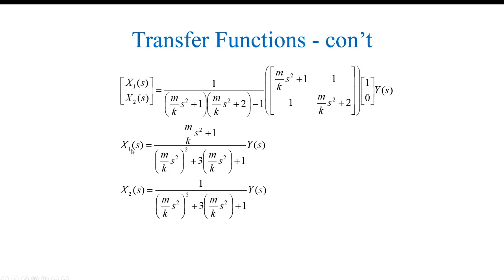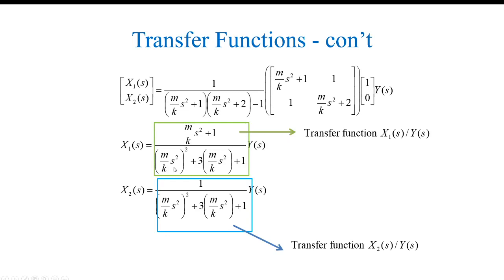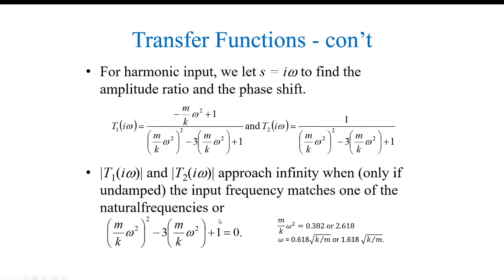Your first transfer function looks like this, and the blue one is your second transfer function. The first one is for the first mass, and the second is for the second mass. You'll note they have the same denominator, and there's a certain value of omega that will make the denominator equal 0. That value is when omega squared is equal to 0.618, a very popular number for this problem, times square root of k over m, and 1.618 times square root of k over m.